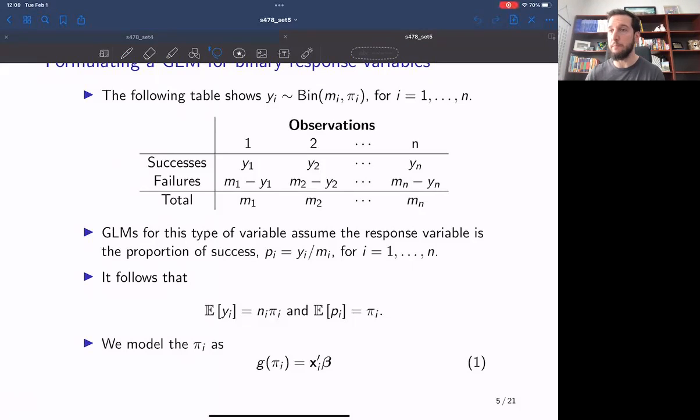So we have g of pi i. We have some monotonic link being applied to the probability of success as a function of xi and then our model coefficients beta.